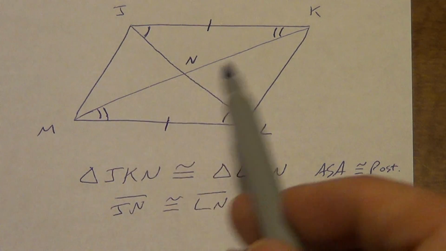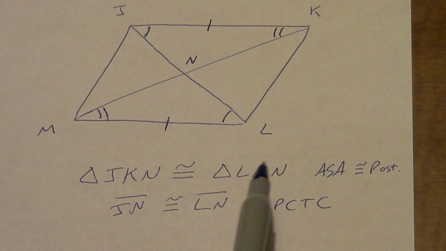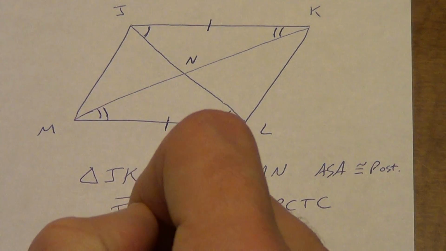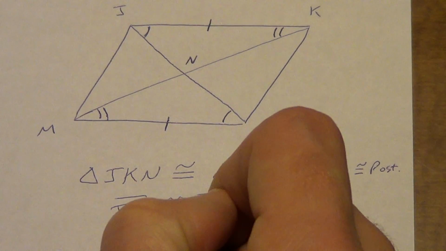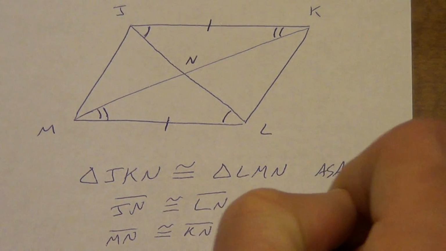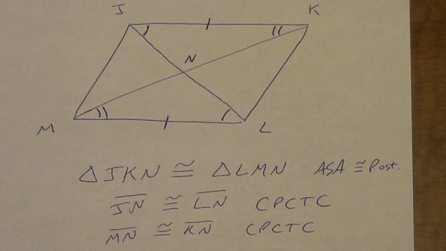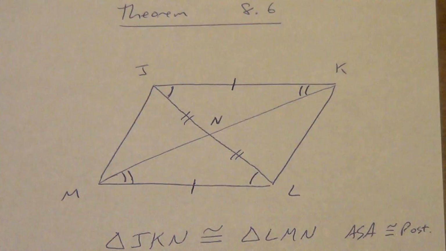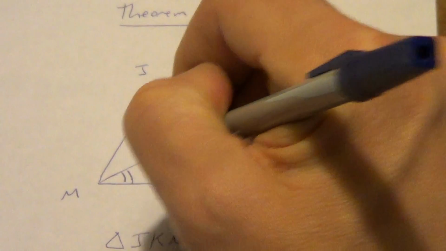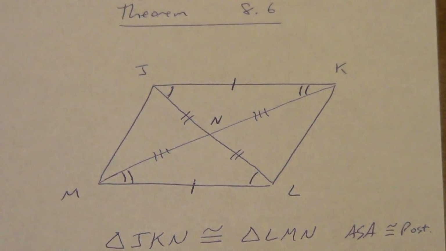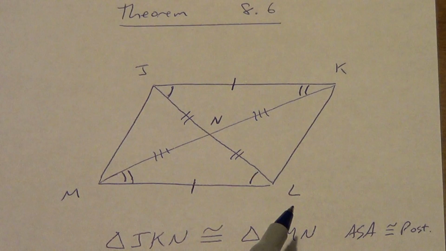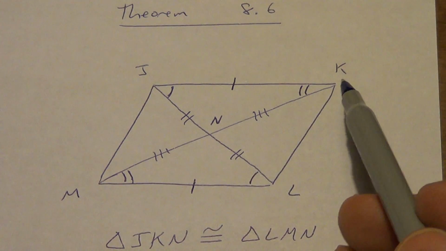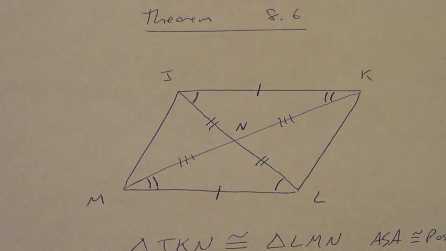Okay, well what about MN and KN? MN is my second and third letter. KN, second and third letter. So MN is congruent to KN, once again by CPCTC. Corresponding parts of congruent triangles are congruent. So what did we just prove? We proved that these things were congruent, and we also proved that these things were congruent. So is this diagonal being cut in half by the other diagonal? Yes. Is this diagonal being cut in half by the other diagonal? Yes, they are both being bisected.